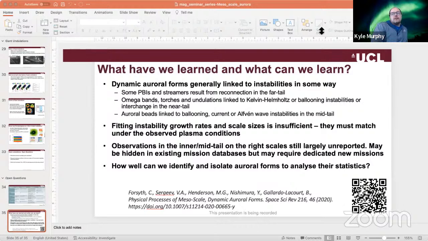Lynn Wilson has a question regarding some of the instabilities. Has anyone looked at the filamentation or kink instabilities for the fluctuations that we see in auroral arcs? I don't remember seeing that, but that doesn't mean that it hasn't been done. We tried to be as thorough as possible when going through this review.